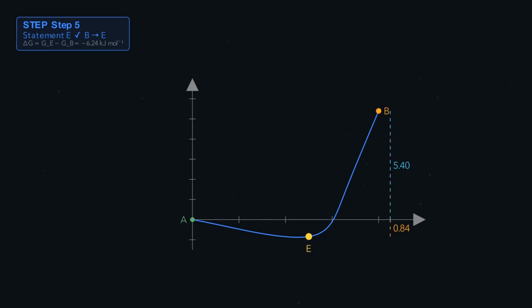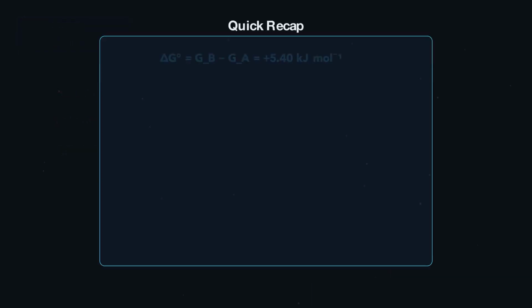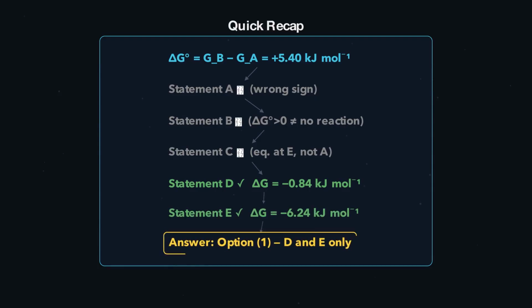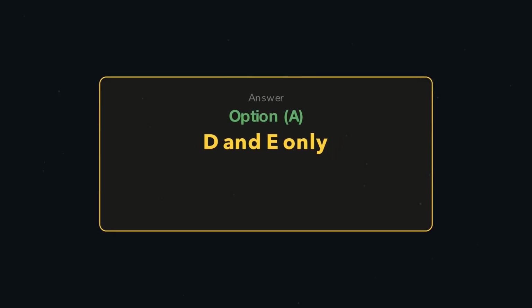That's exactly the depth of point E below point A on the graph. The system loses that much energy, so delta G equals negative 0.84. Statement D is correct. Starting from pure NO2 and reaching equilibrium, point B is 5.4 above A, and E is 0.84 below A. So E is 6.24 below B. Delta G equals negative 6.24 kilojoules per mole.